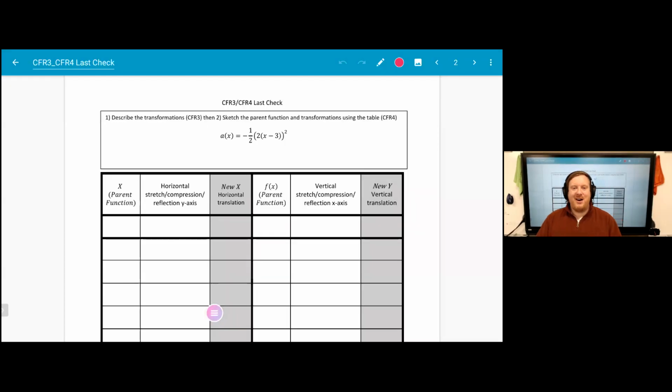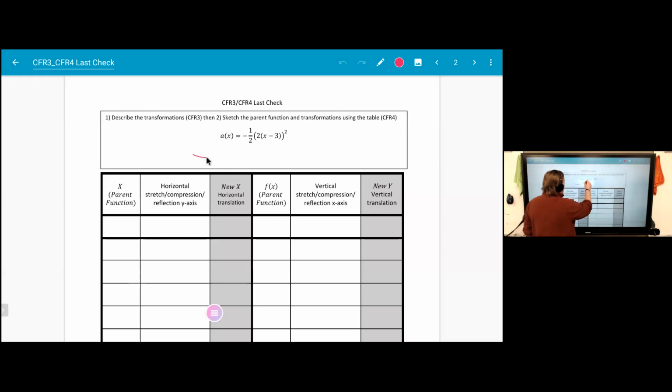Hey, Algebra 2, here we are at the end of CFR3 and CFR4, describing and graphing transformations of functions. Here we go. Let's go ahead and get this started on the last check. Describe the transformations, that's our CFR3, then sketch them using the table.